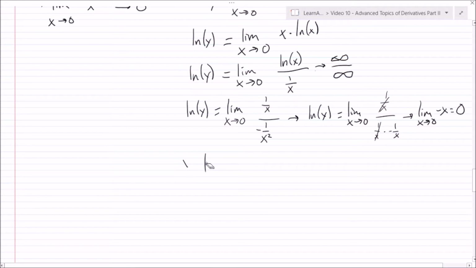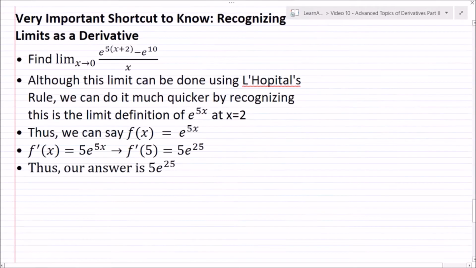And so how I found that is I'm saying ln of y equals 0, e to the 0 equals y equals 1. So that's a common mistake, is that you get 0 and you say, okay, my answer is 0. But if you're taking the ln of y, you then have to solve for y. So just important to note that common mistake.